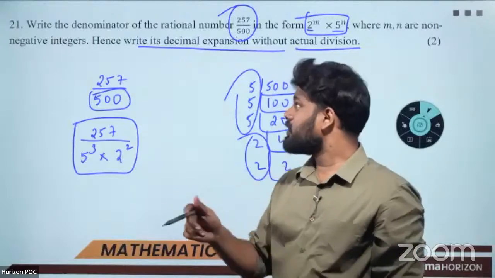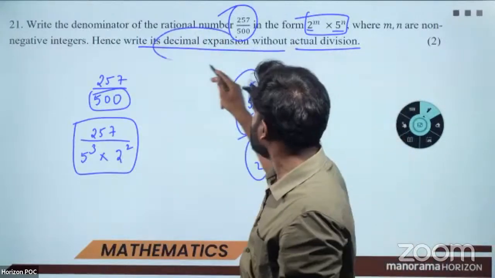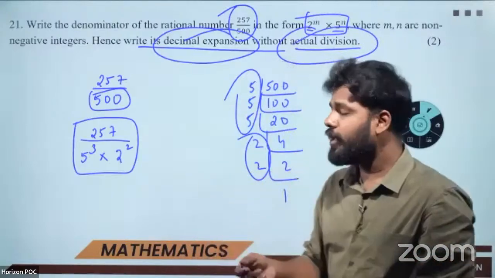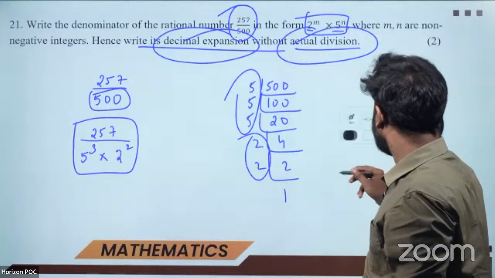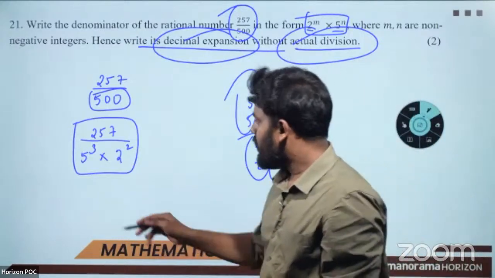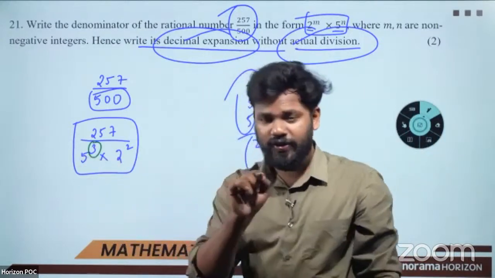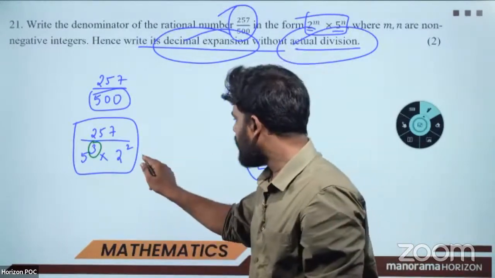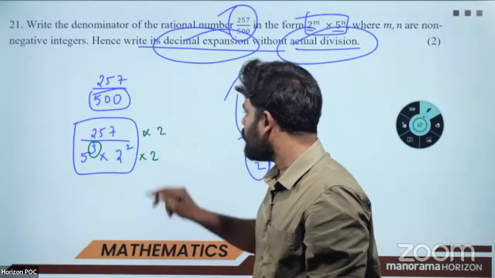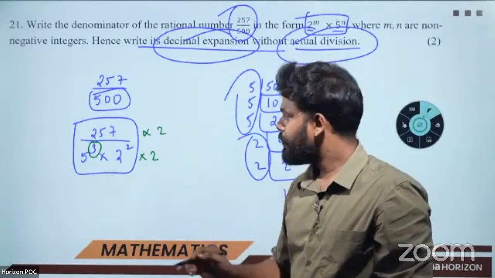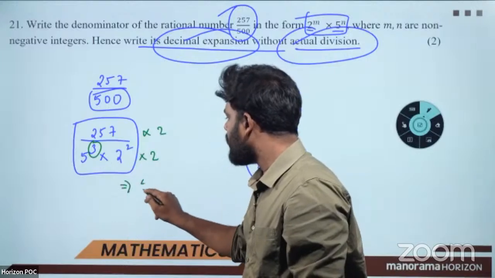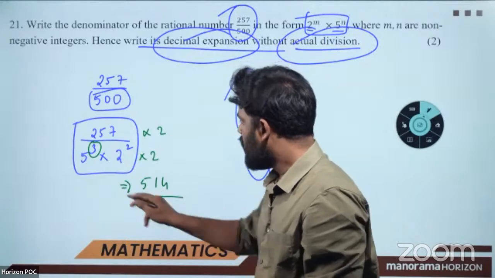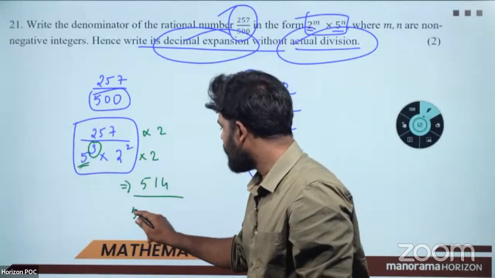Now they are also asking us to find the decimal expansion without actual division. There should not be any actual division that you do. So how can you find the decimal expansion without any actual division? To understand that, look at the power of 5. The power of 5 is 3. But the power of 2 is only 2. So what should I do? I'm multiplying by 2 here and multiplying by 2 in the numerator. Is that fine? So 257 into 2 will be 514 divided by 5 raised to 3.